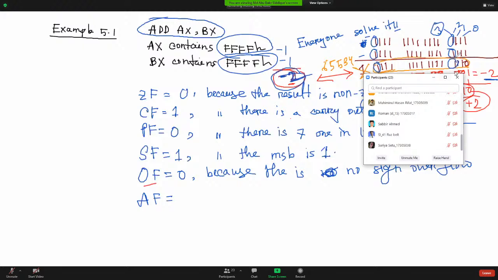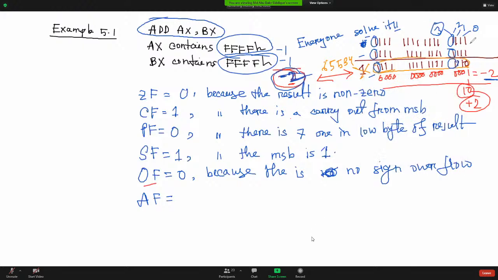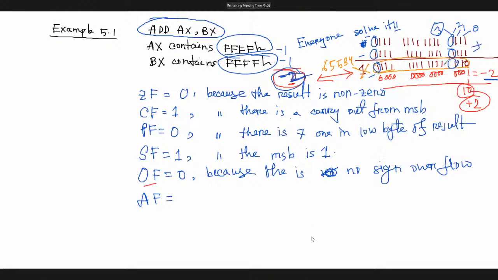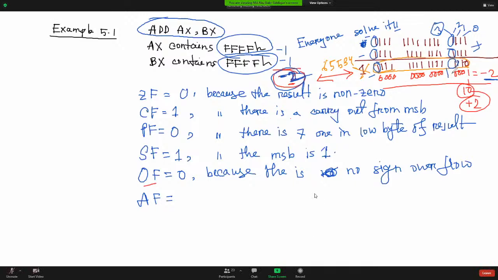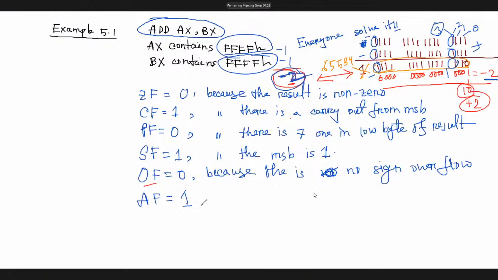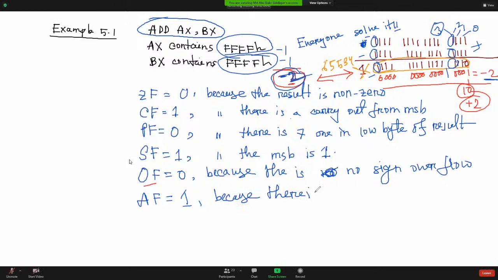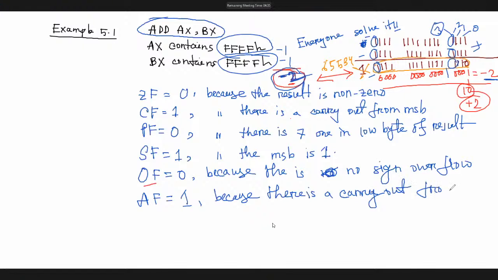In addition, 1, 1. Previous we have also 1. So 1, 1, 1. We have a carry here. 1 1 and 1, carry out, right? Yes, sir. There is carry out. So then it will be 1. Because there is carry out from bit 3 on addition.